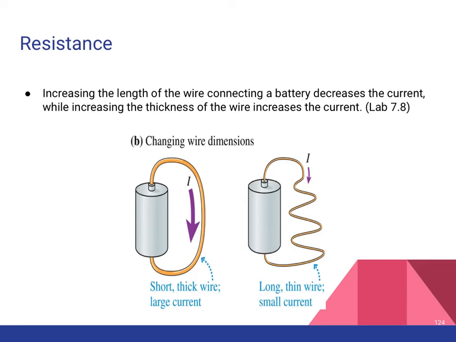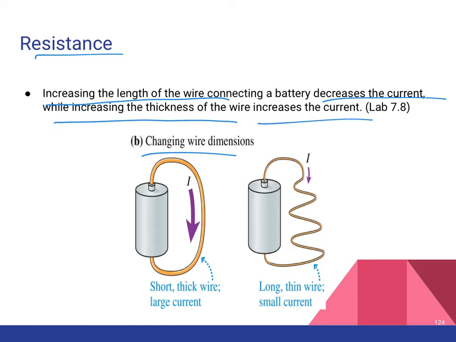The other thing I can do is play around with the resistance. And this is something that's popped up on the AP exam before, but this concept of messing around with the wire dimensions. So if I increase the length of the wire, it'll decrease the current. I can increase the thickness of the wire and increase the current. There's a couple different things that I can do to manipulate that resistance. And this concept is known as resistivity.